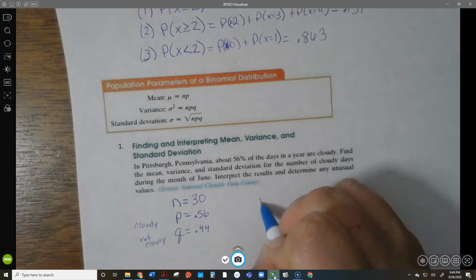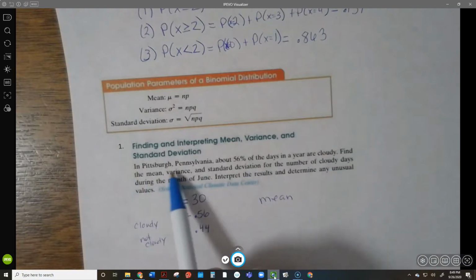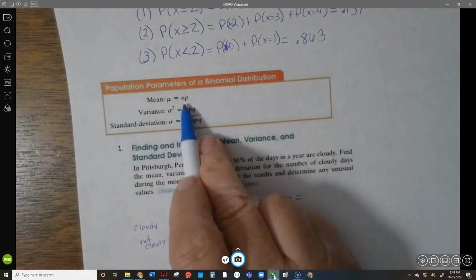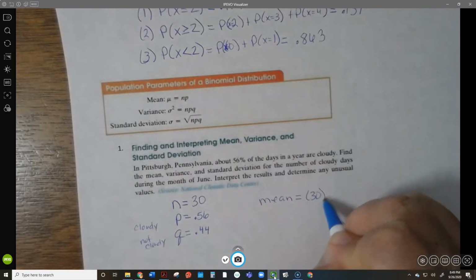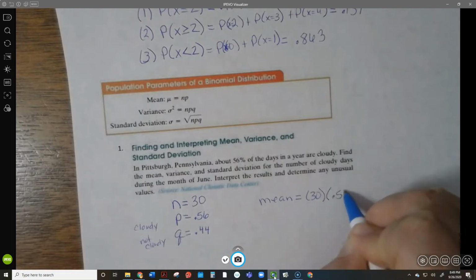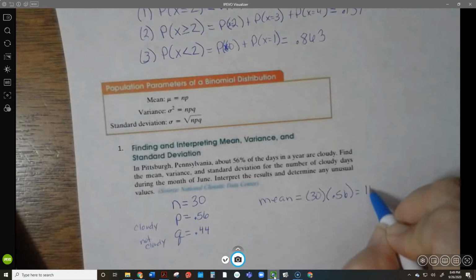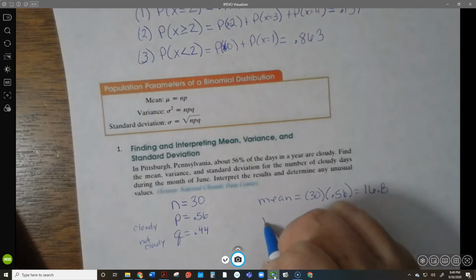So, find the mean, the variance, and the standard deviation. So the mean of this one is going to be N times P. N is 30 times P, 0.56. That's all there is to it. 30 times 0.56. That's 16.8.